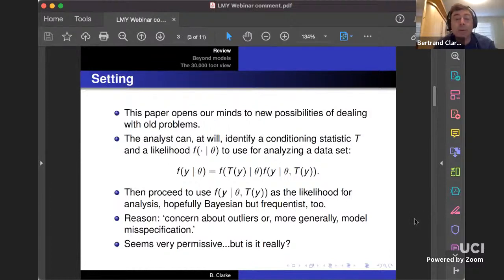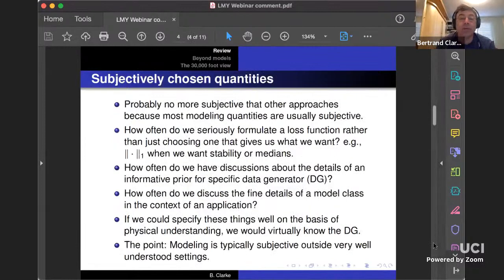And the authors comment on concern about outliers or, more generally, model misspecification. And while this seems very permissive, I'm not sure that it is particularly more subjective than other approaches, because modeling choices are usually subjective, whether we like it or not. And this was emphasized by Steve's question, when do we stop modeling? I'm not sure we have good rules. You know, we can think about MSE, for instance, the variance-bias trade-off. But again, this is going to be subjective.